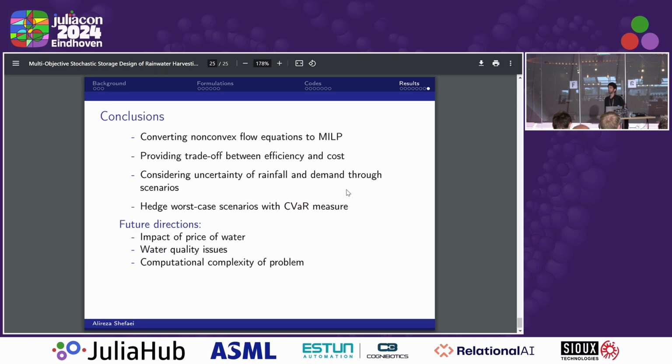As conclusion, the contribution of this work is converting the non-convex flow equations to mixed integer linear programming, providing a trade-off between the efficiency and cost, considering uncertainty of the rainfall and demand in rainwater harvesting systems design, and also guarding against the worst case scenarios using a risk measure. And as a future direction, we can consider the impact of the price of water and the water quality issue, for example, defining different indices for assessing the quality of water, and also reducing the computational burden of this problem using a different approach, for example, the decomposition approach.